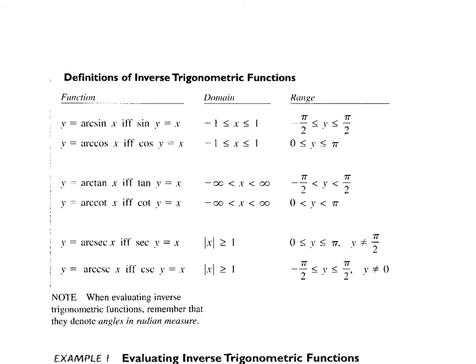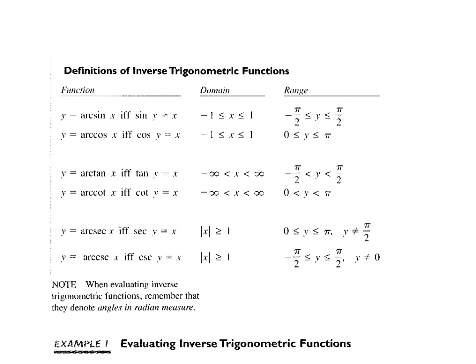Okay, so here is basically a table that summarizes all the information that we just saw on the previous screen. It just doesn't have the graphs with them, okay? We have these inverse trig functions, their domains and their ranges, okay?